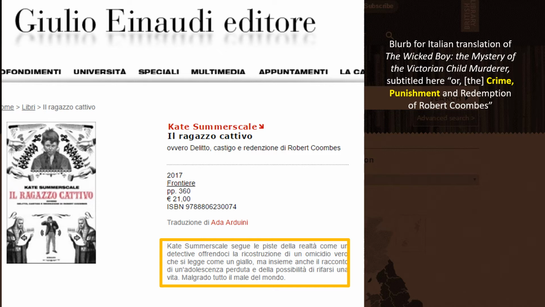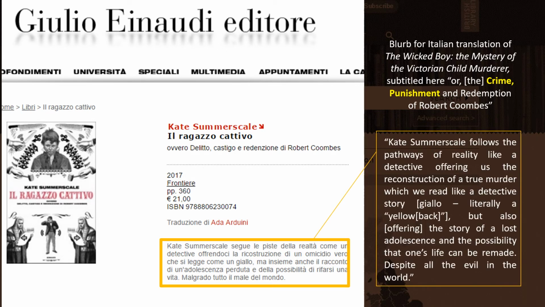More importantly, I think, look again at the Italian subtitle, for it adds redenzione to delitto castigo, redemption. And note too how the blurb both places the book in the tradition of detective fiction, the giallo, and here's the translation coming up, and also a Christian redemption narrative. The sinner is redeemed. Now, again, this is exactly like Henry Dunbar, but it's quite unlike Dostoevsky's Raskolnikov.